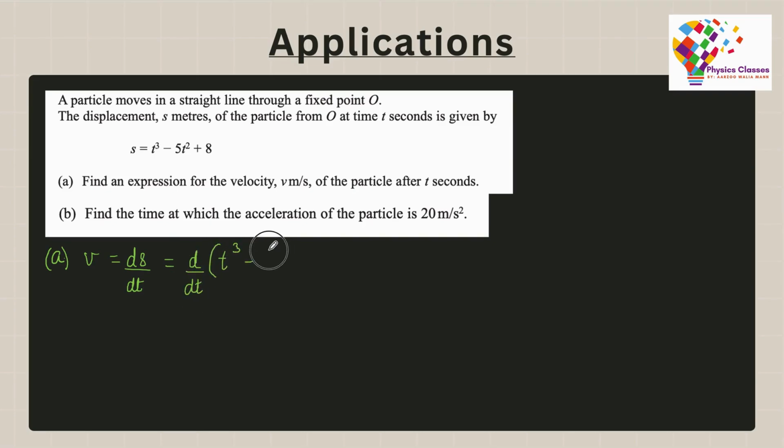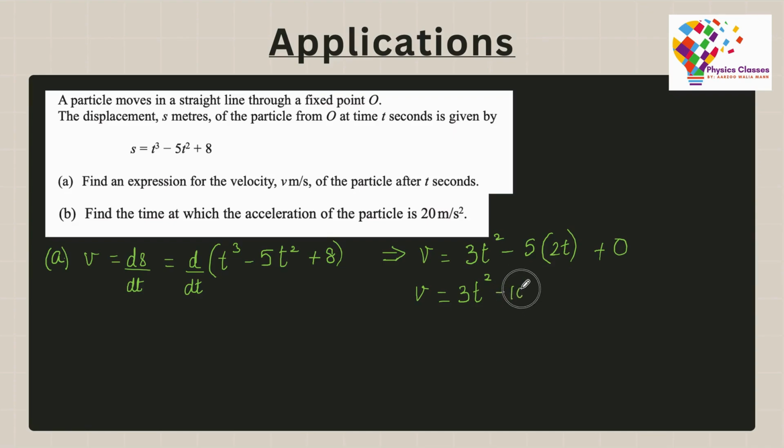So I take the differentiation of t cube minus 5t square plus 8 with respect to time, and I will get my velocity expression, which further equals, so the differentiation of t to the power 3 is 3t square, 5t square is minus 5 into 2t, and 8 being a constant has a derivative of 0. Therefore, my velocity expression comes out to be 3t square minus 10t. Now look at the B part over here.